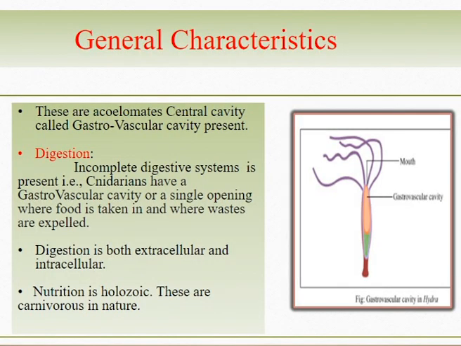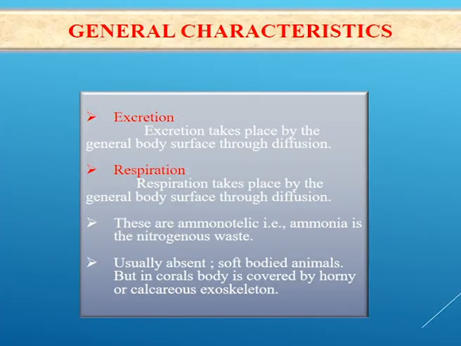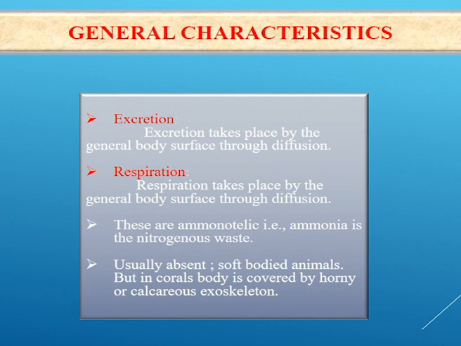So nutrition is holozoic, and these are carnivorous in nature, and with the help of tentacles they tend to capture smaller zooplankton and then engulf it. Excretion takes place by the general body surface through diffusion. This is a common phenomenon found in coelenterates, where the body surface takes charge of diffusion. Through diffusion, there is an exchange of the waste material, which is excreted by diffusion.